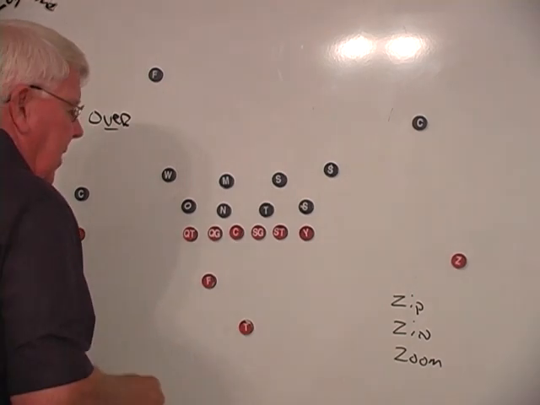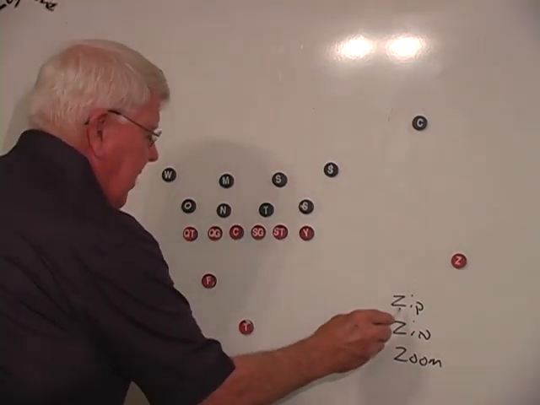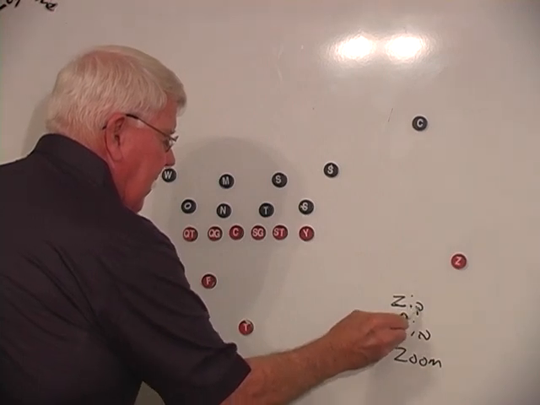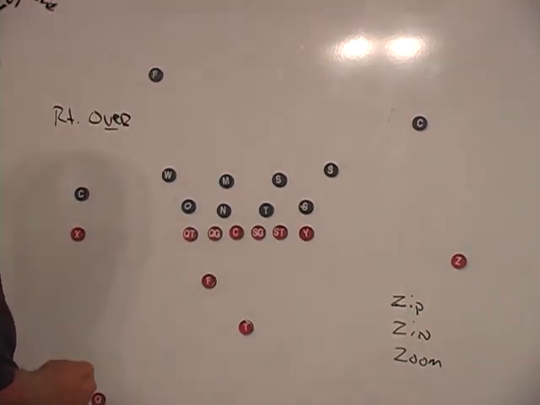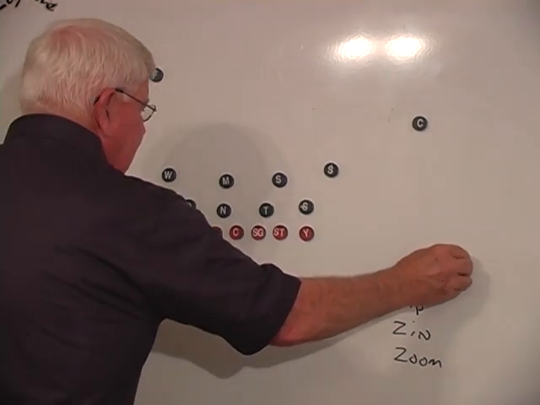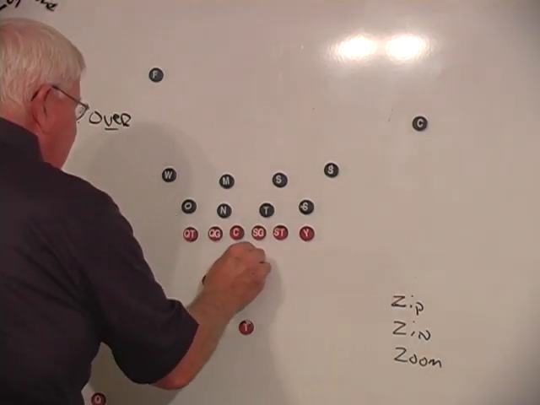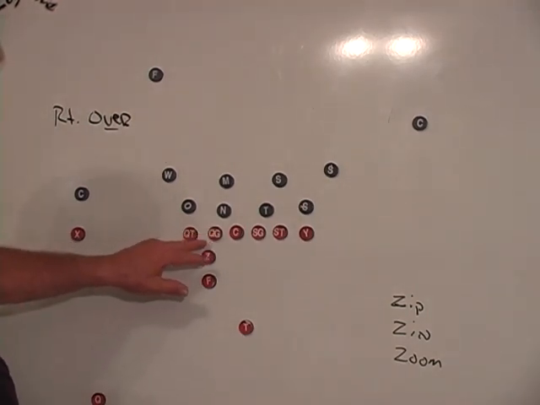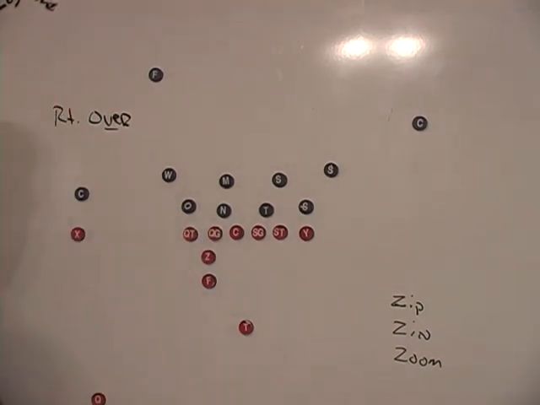And zip, this means we want Z, the I stands for in and the P stands for position, and we want him to be in motion and come in here and be in position when the ball is snapped right here off the backside guard.